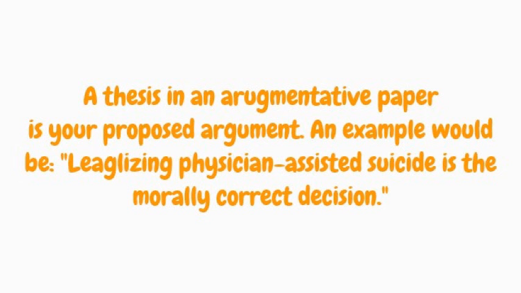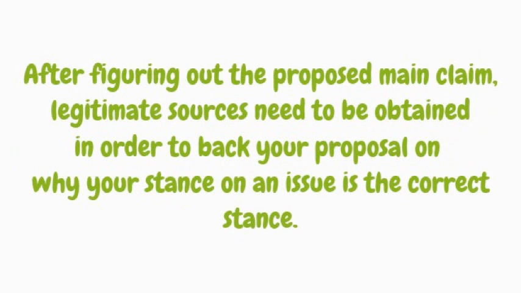A thesis in an argumentative paper is your proposed argument. An example would be, legalizing physician-assisted suicide is the morally correct decision. After figuring out the proposed main claim, legitimate sources need to be obtained in order to back your proposal on why your stance on an issue is the correct stance.